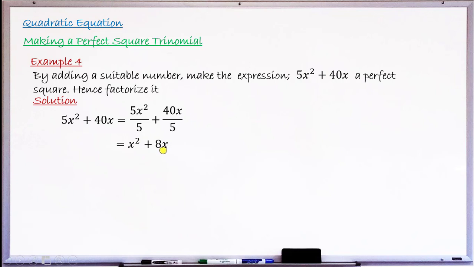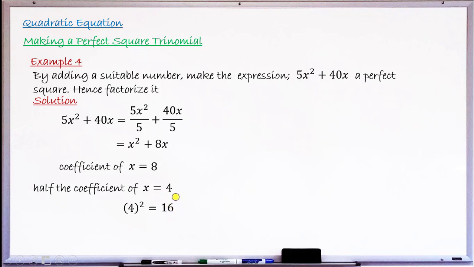What you do next is to identify the coefficient of the lettered term, which is 8. So I'm going to half it, divide it by 2. So half that coefficient is 8 divided by 2, which gives you 4. Next is to find the square of this number 4. The square of 4 is 16. It is 16 that you are going to add to x squared plus 8x to make it a trinomial, and that trinomial is going to be a perfect square trinomial. So after adding the 16 to it, it is now x squared plus 8x plus 16, and this is now perfect.